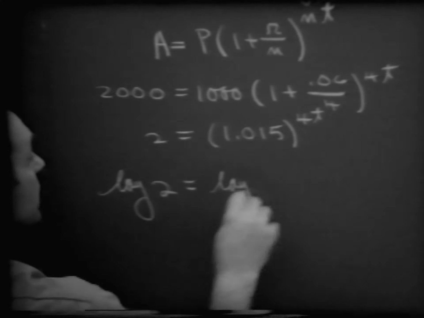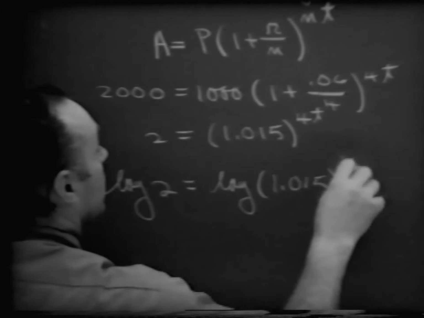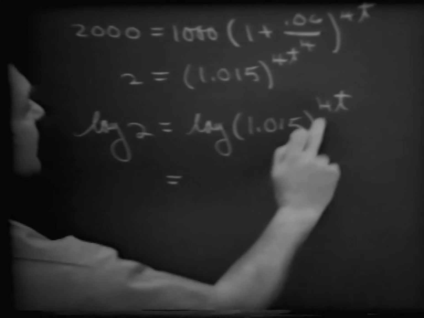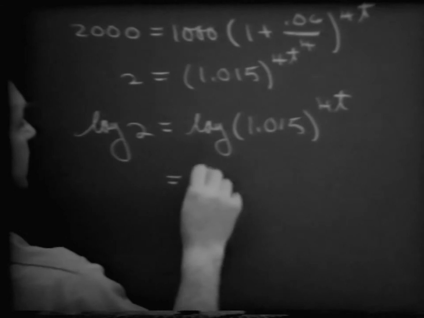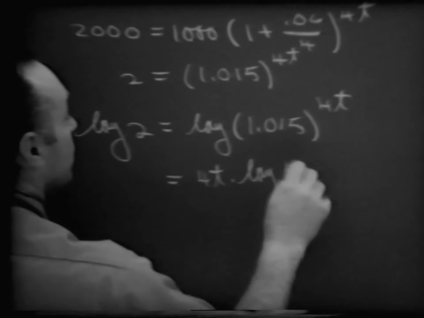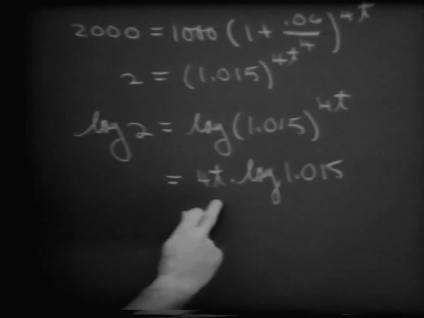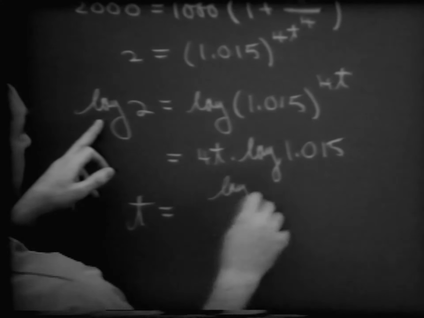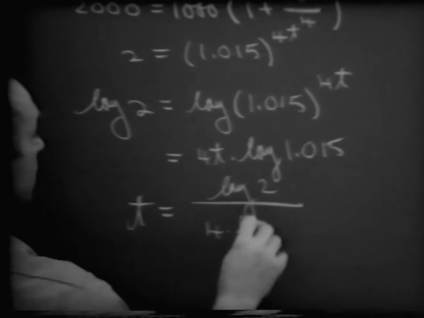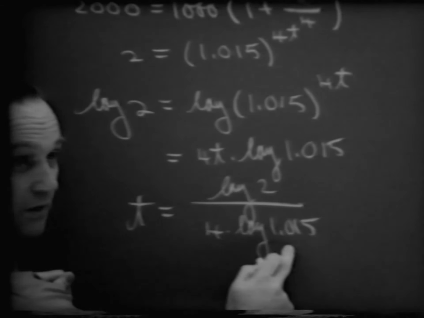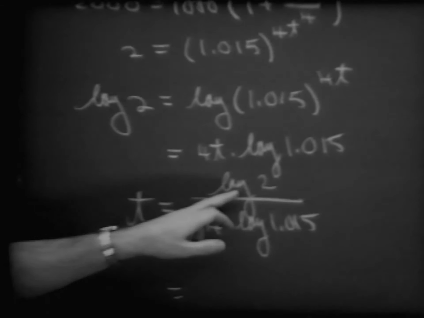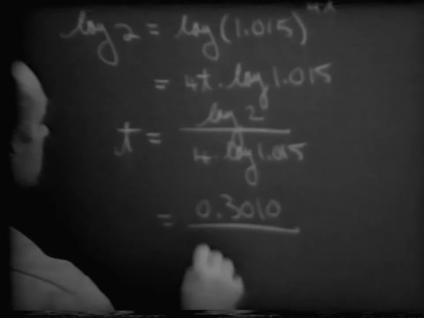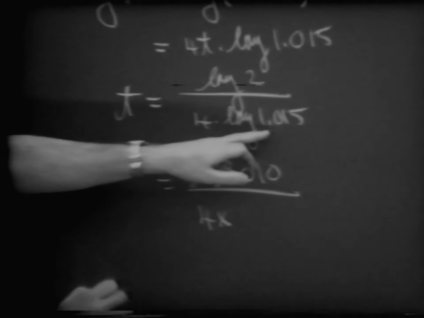And here we have then the logarithm of 1.015 all raised to the 4t power. Now, using our theorem that we just developed earlier in this lesson, the logarithm of a to the n power is n times the logarithm of a. All right? Now, we'd like to solve this equation for t, and t then is going to be equal to, just think of these as numbers, the logarithm of 2 divided by 4 times the logarithm of 1.015. Okay? And let's just find out what this number t is. Well, the logarithm of 2, I have already determined that, and it is 0.3010 divided by 4 times the logarithm of 1.015.